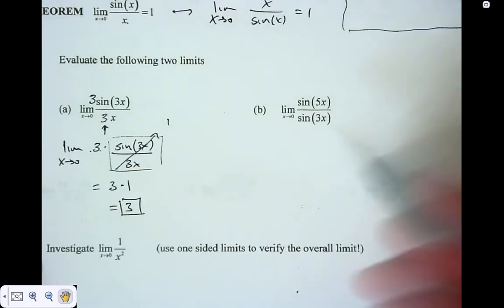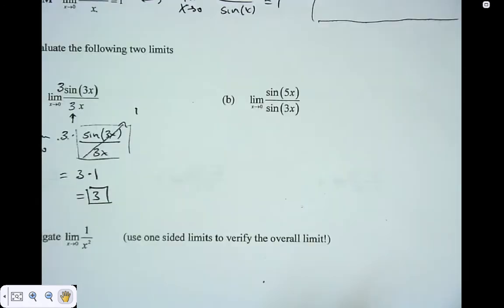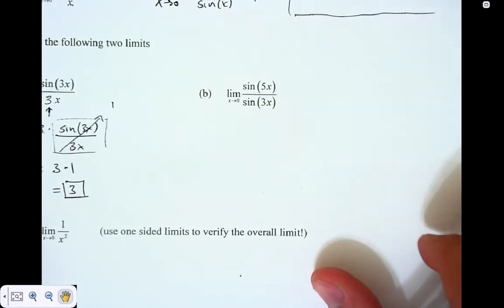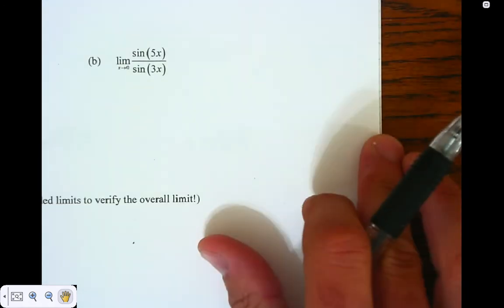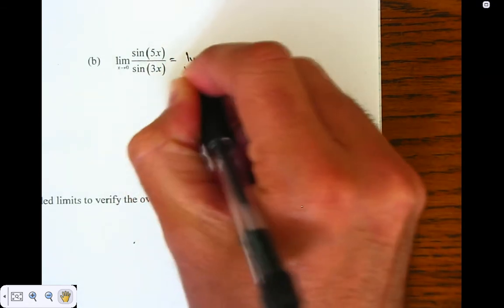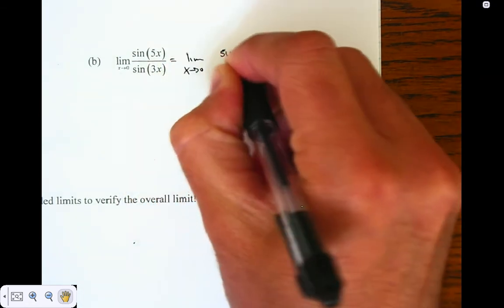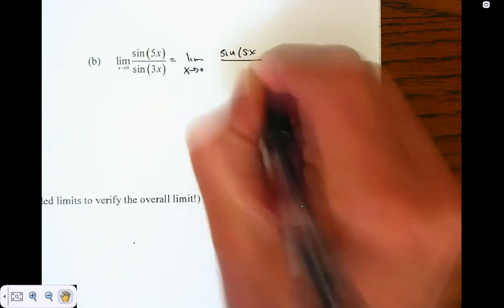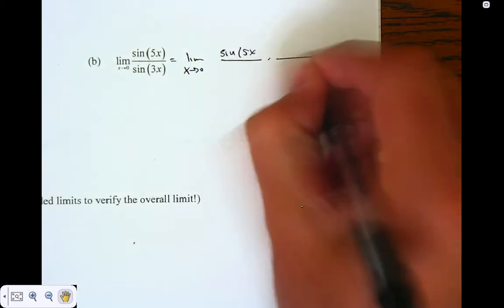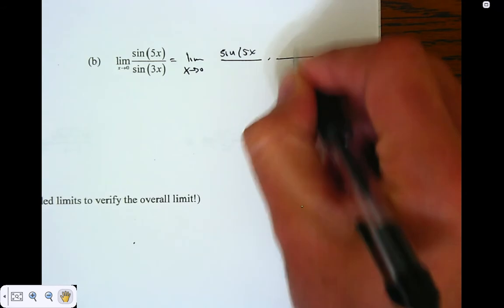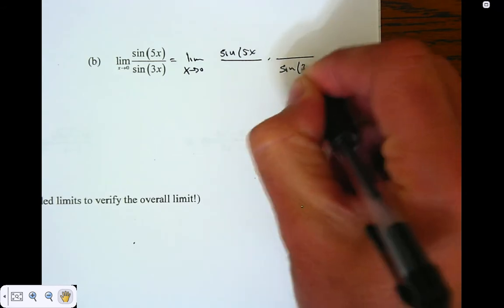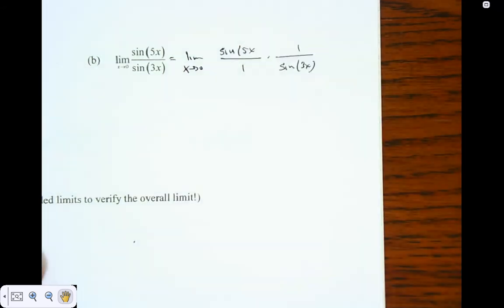Okay, well, what about this guy? This guy looks like a disaster. And it is, if you're not good with algebra, and the hardest part of calculus is algebra. So you guys need to remember that this is the same thing as asking the limit as x goes to 0 of sine of 5x over something, call it 1, times 1 over sine of 3x. This is exactly the same thing.